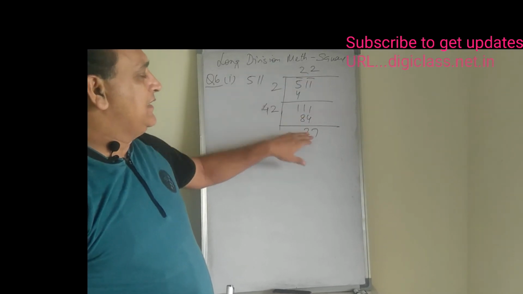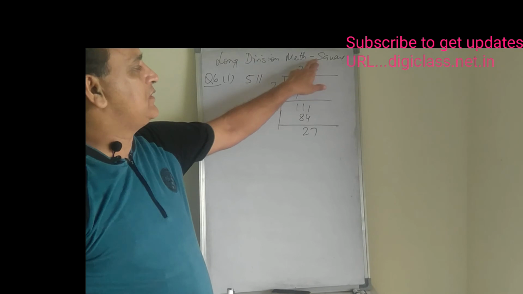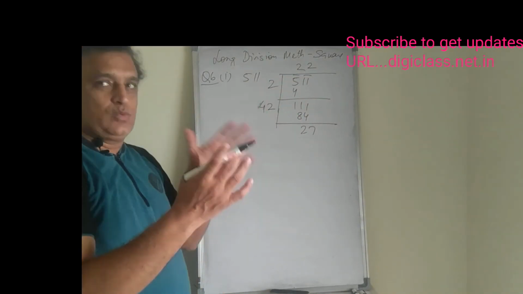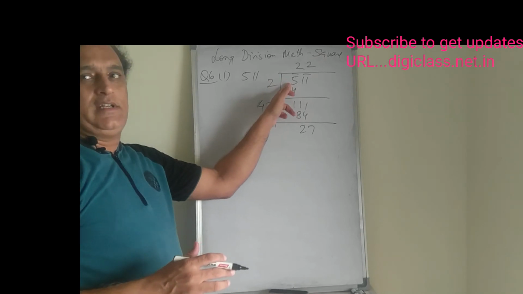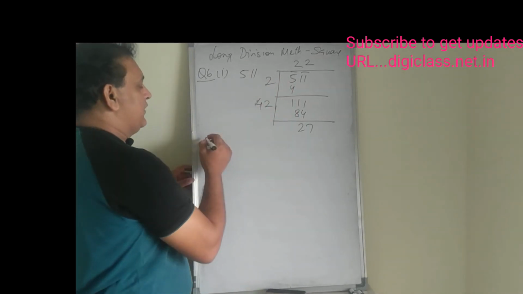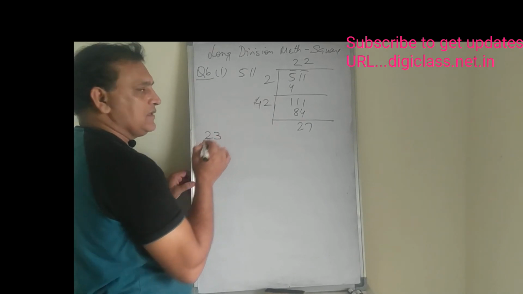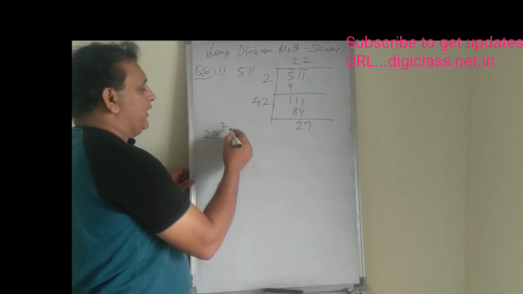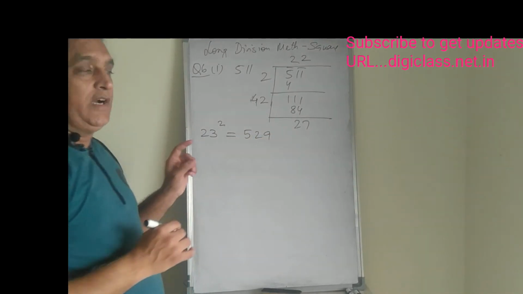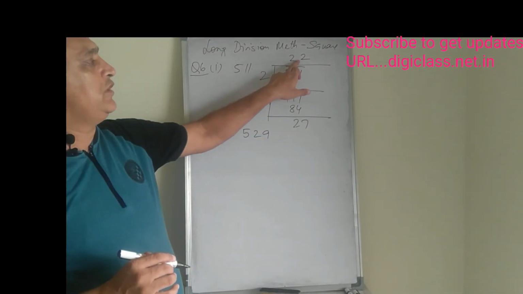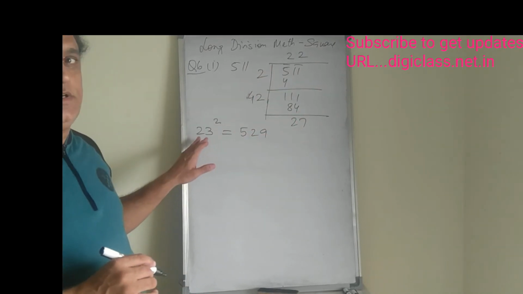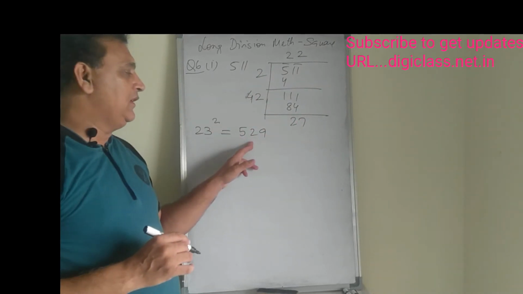So this remainder 27, we have this 22 as a quotient, so that means the square of 22 is less than 511. So what is the next number which is a perfect square? So after 22, 23 is a perfect square number. So square of 23 is 529. So that is what you have to see. Whatever the quotient you will get, you have to take one extra. And here in this case it is 23. So square of 23 is 529.